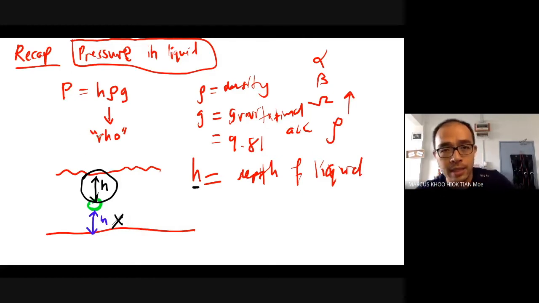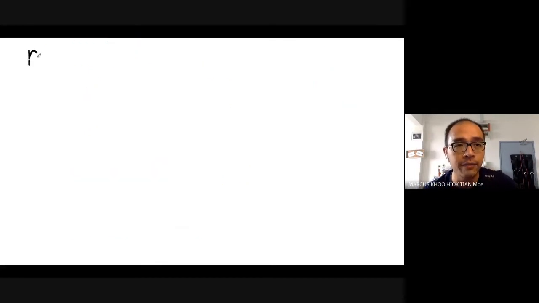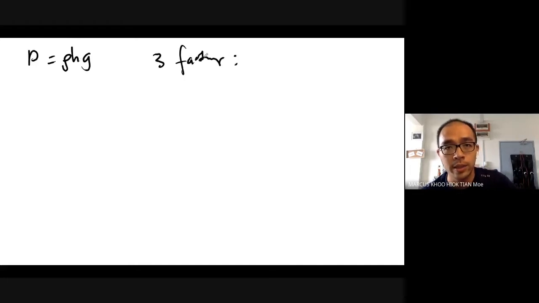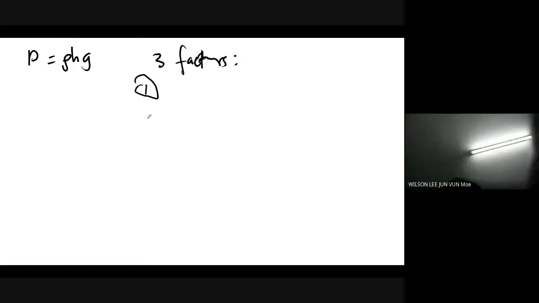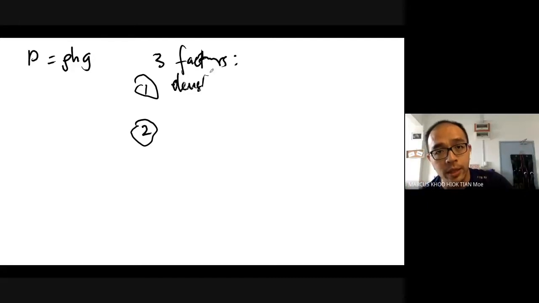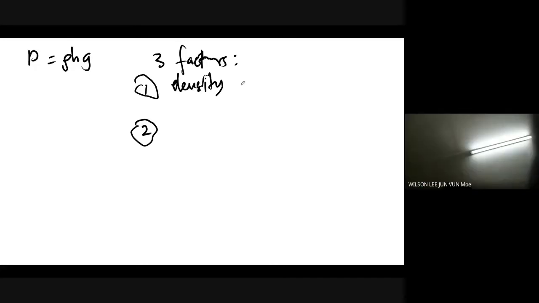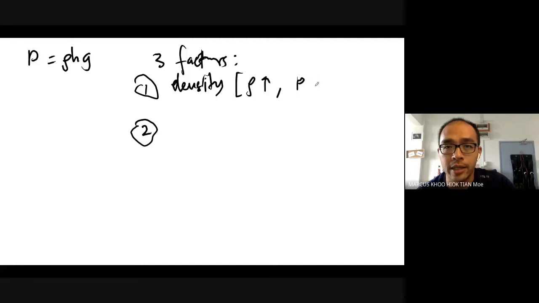Now, besides that, we also looked at three factors, three things that affect the pressure in a liquid. What are the three factors that affect the pressure in the liquid? Wilson. What is the first factor? Density of liquid. Okay, the density of the liquid. Can you tell me what is the relationship between the density and the pressure? The higher the density, the higher the pressure. Very good.